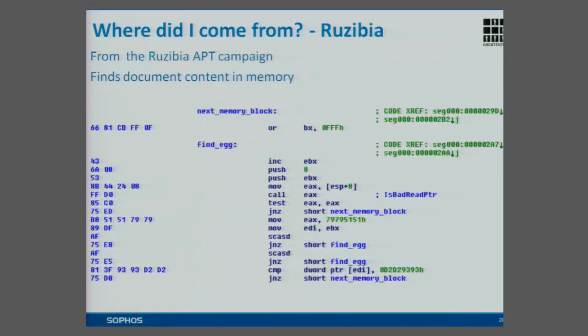Another method is used by Rusibia. The first method was trying to locate the disk file that is hosting the shellcode, but more importantly, the payload. The second method is trying to find itself in memory.